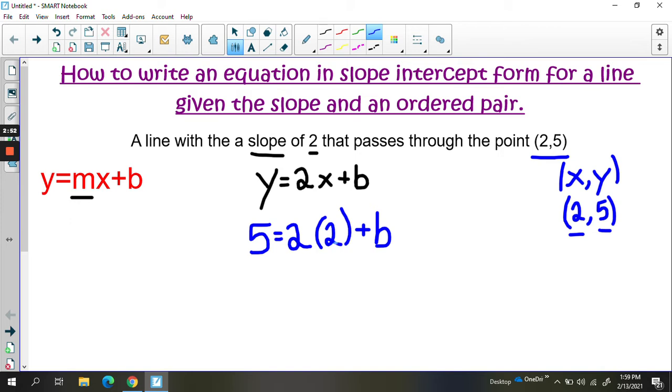So now that we have this, we can start solving our equation. We can't do anything to the left side of our equal sign, so we're going to leave that as 5. On our right side, we can do 2 multiplied by 2 in order to get 4 and bring down our plus b. Now from here, we have a simple one-step equation that we can use inverse operations to solve. So we're going to try to isolate our variable b by itself. We're going to subtract 4 from both sides of our equal sign.